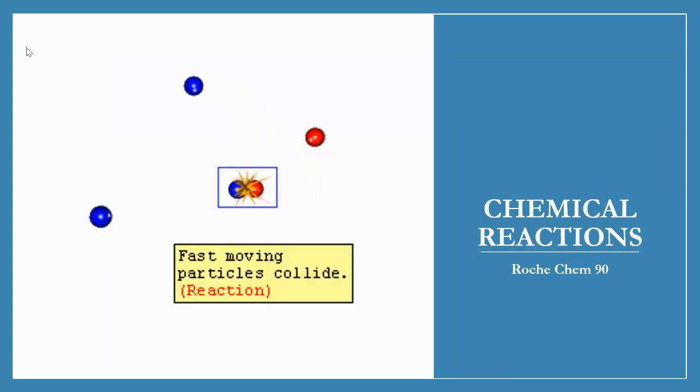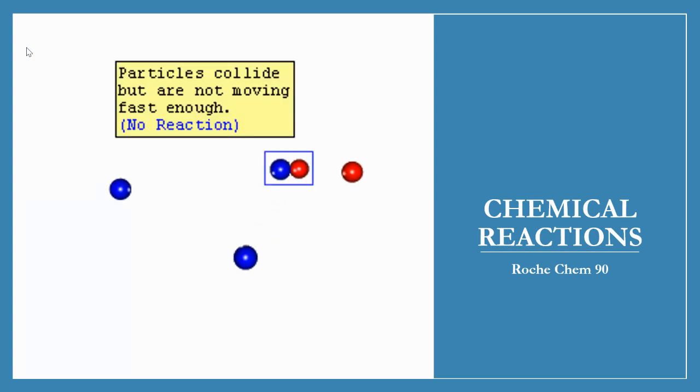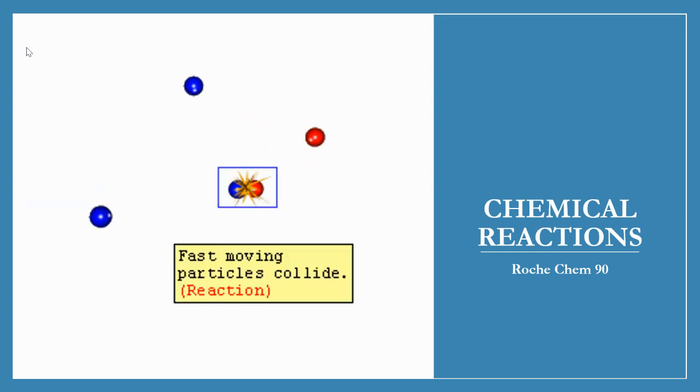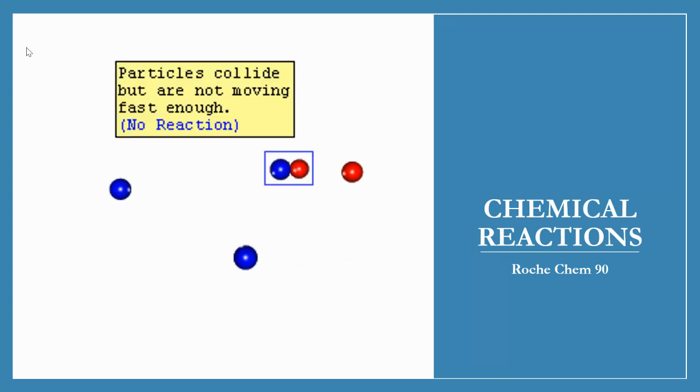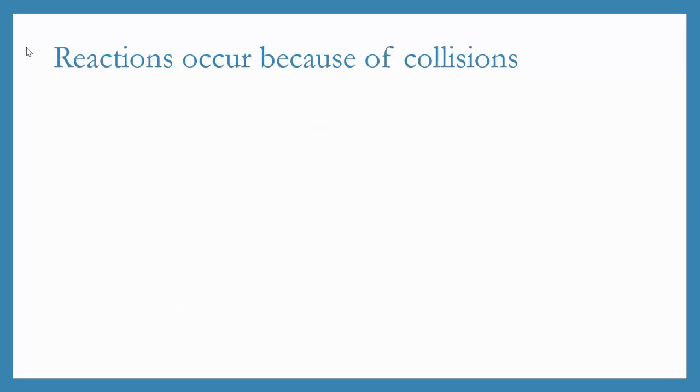Chemical reactions will occur because there are molecules or atoms that need to collide, and the collisions among these atoms will allow them to become different things. There's a couple things that need to happen in that regard. You need to have the proper, what we say, orientation.